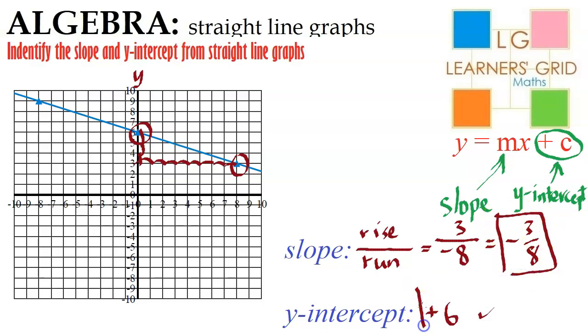And if I was to put these values into this format of the equation, it would look like this. y equals minus 3/8 x, and then positive 6, plus 6. And that's how the equation would look. Finished.